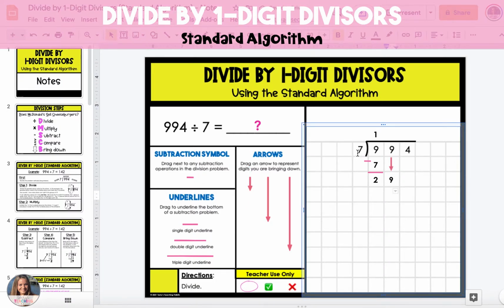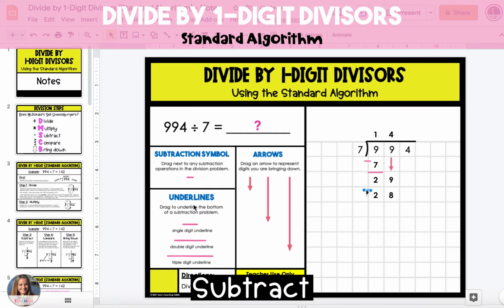Start the steps from the beginning. 29 will be divided by 7, so ask yourself how many times can you split 29 into groups of 7. 29 can split into 4 groups of 7, so put that answer up into the quotient above the tens place. Next, multiply that answer by the divisor. 4 times 7 equals 28, and put it right under the 29.